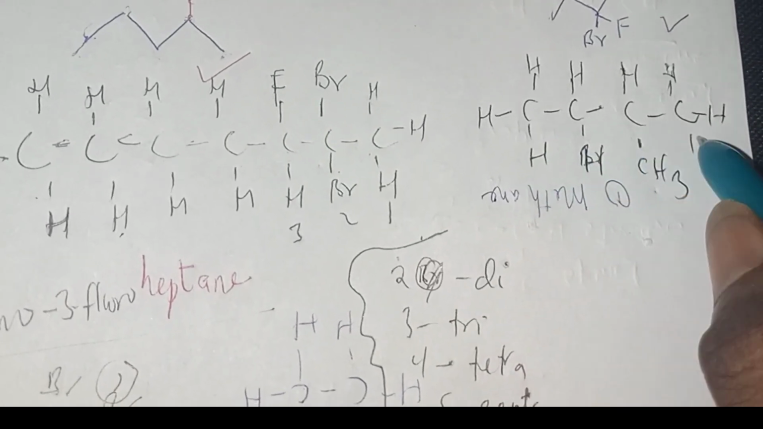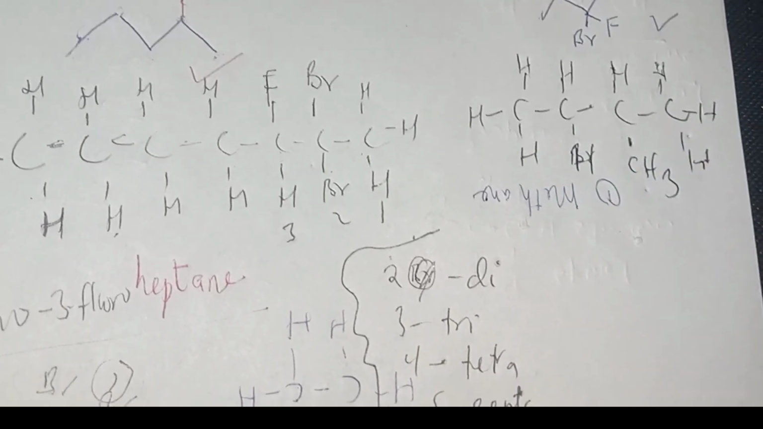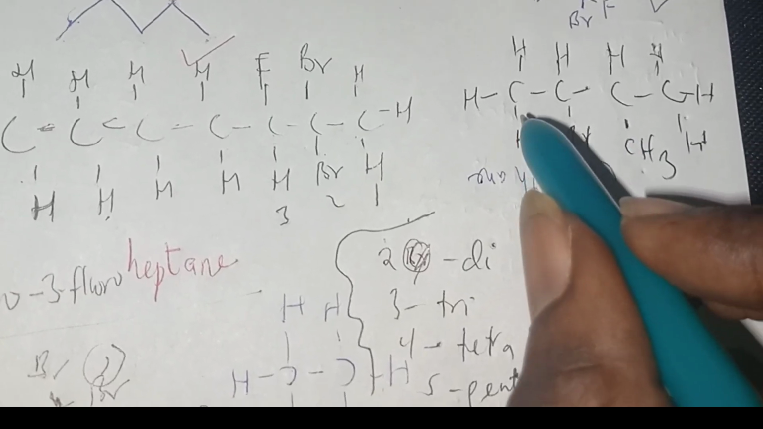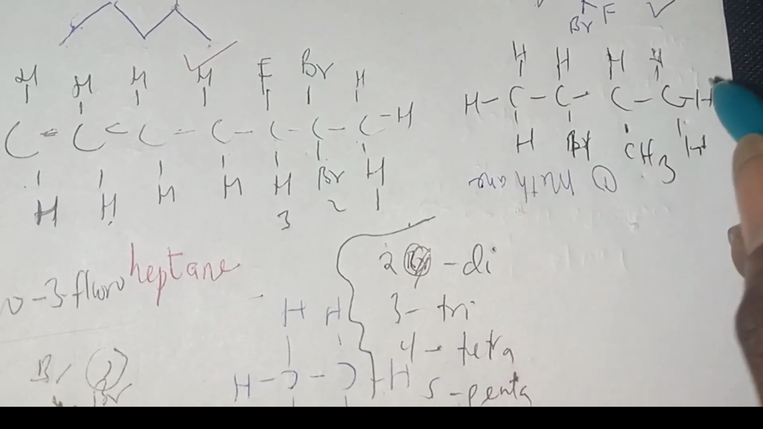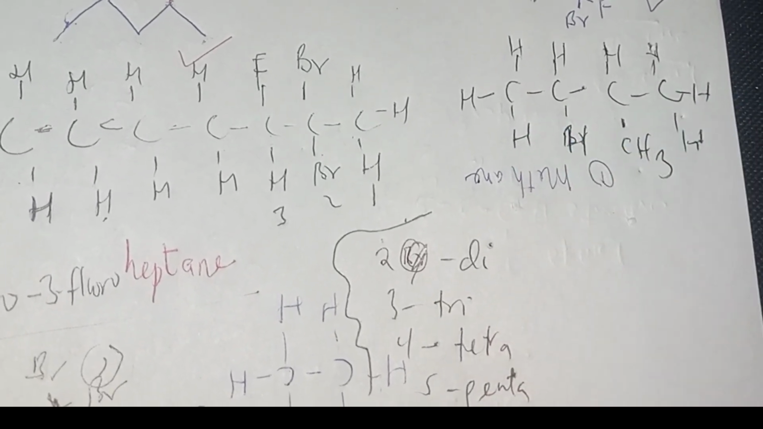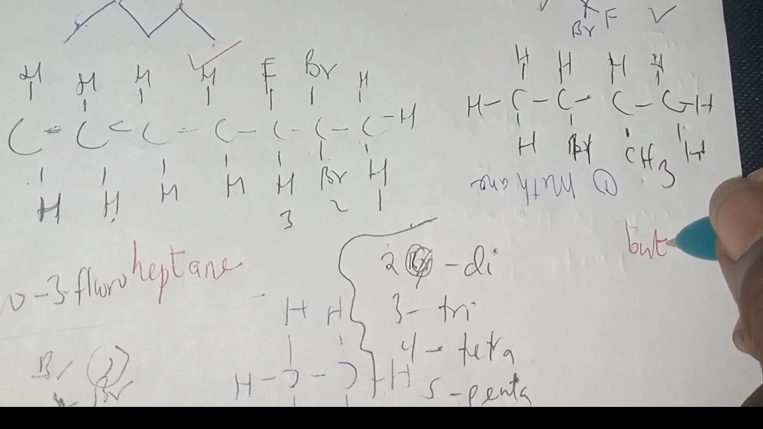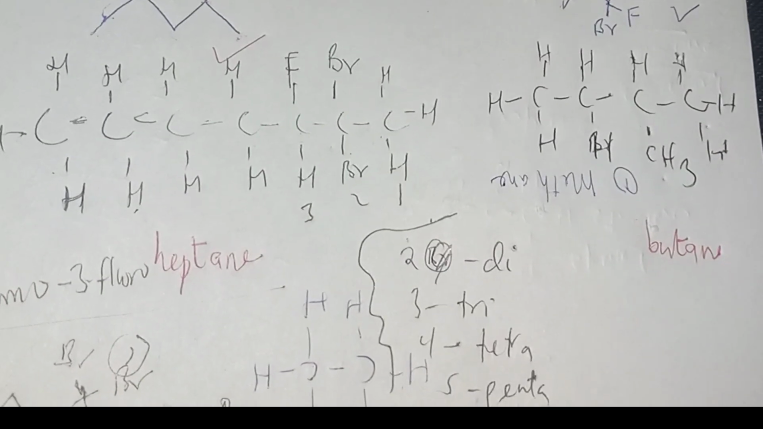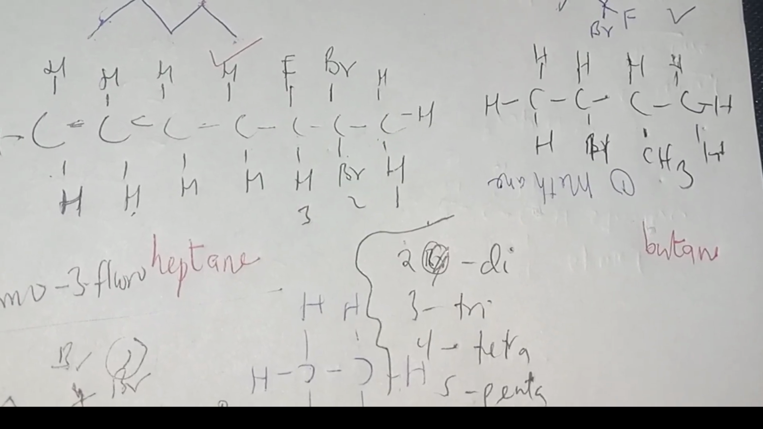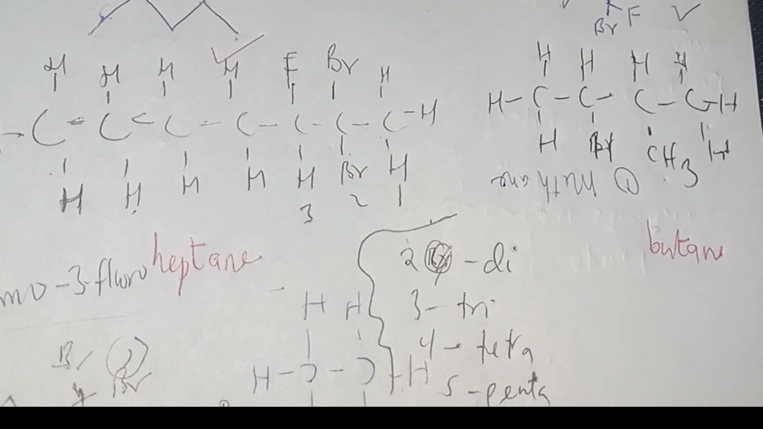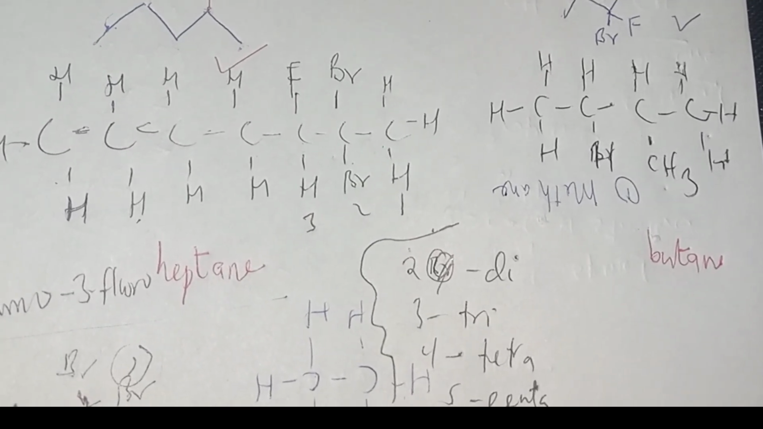And 1 2 3 4. But they all have the same number, so we could just take the longer straighter one. So that's 1 2 3 4, right? And 4 is simply but-. They all have single bonds. So that's butane.